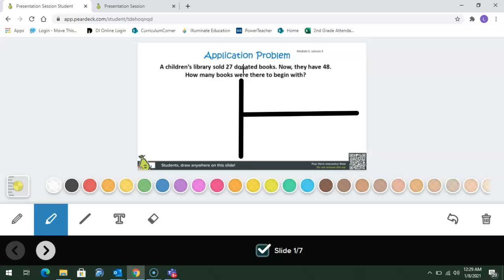So, boys and girls, what are we trying to find out in this problem? Yes, we're trying to find out how many books were there to begin with. So I click on the highlighter. I'm looking for the books that were there to begin with. So I want you to think about that. Close your eyes. You're thinking about a bunch of books.